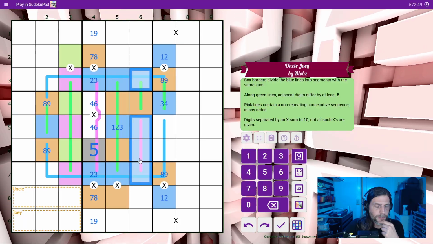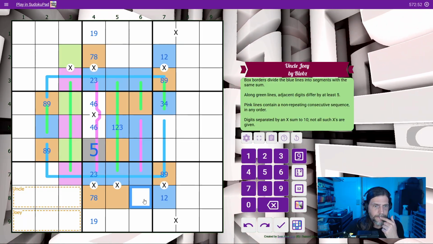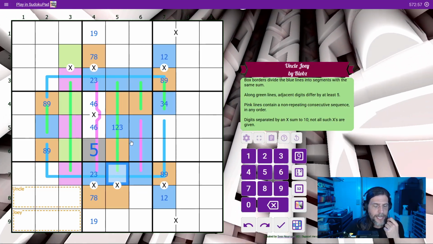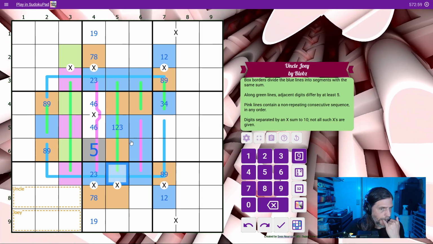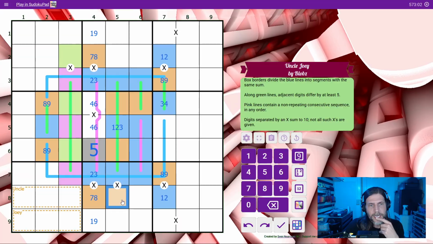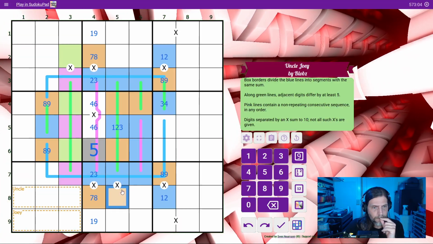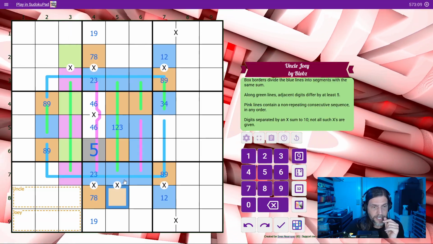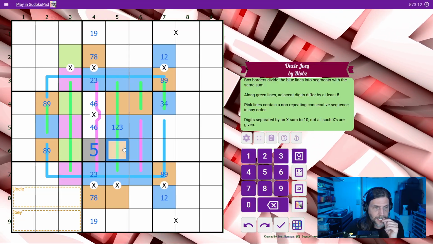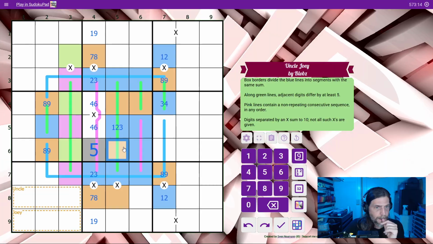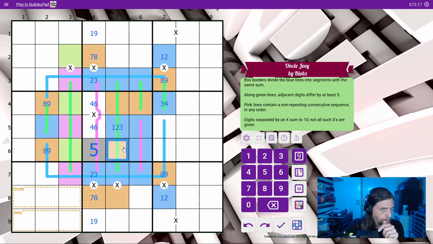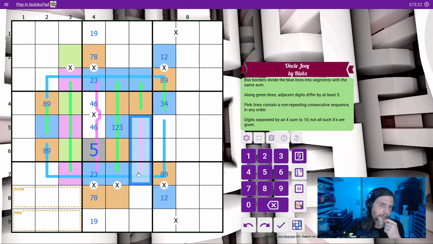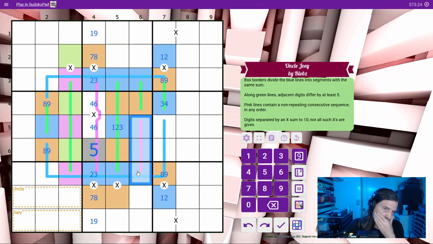But it could still be 2, 3, 4 to make the 9, right? Something bad happened with this X. Like, for example, if that's 1, 9, 6, 1. I'm sorry, it'd be 6, 4, 9. What do we know about this? It is a sequence for sure.